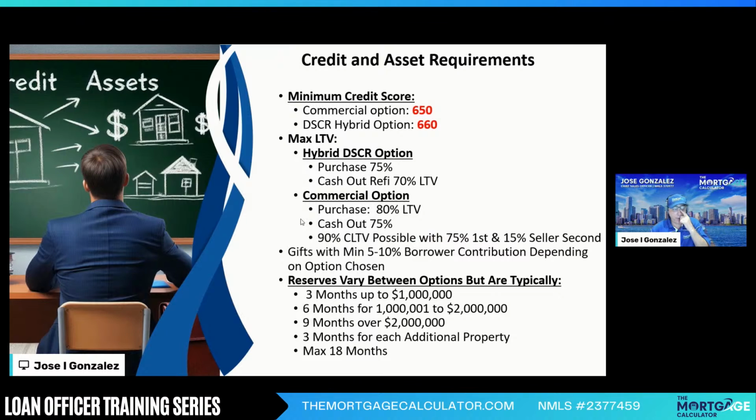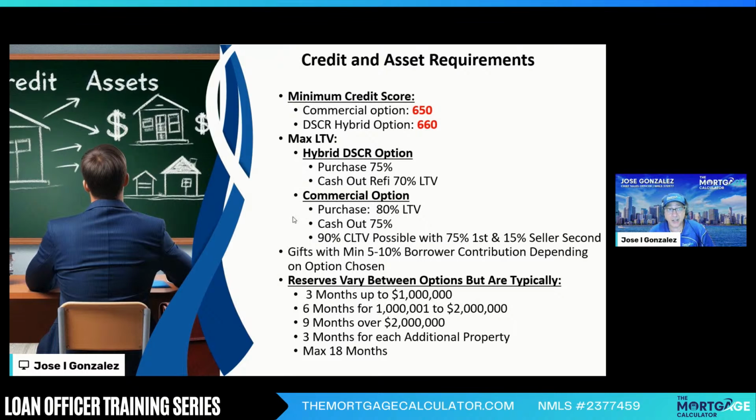So what type of credit and asset requirements are we talking about? Well, for the commercial option, we can go as low as 650. For our hybrid option, which has easier underwriting, we can go down to 660. And our max LTV on purchase is 75% on the hybrid option and 80% on the commercial option. Cash out is 70% on the hybrid option, 75% on the commercial option.